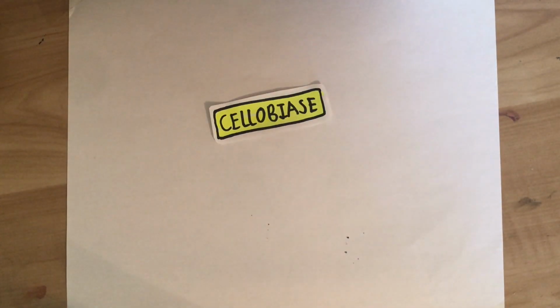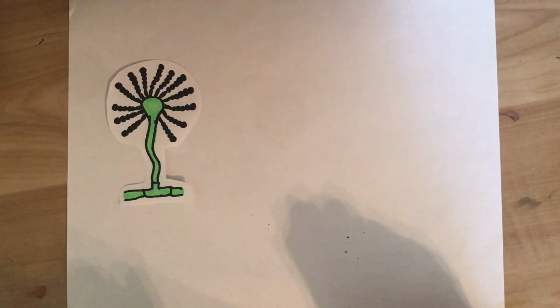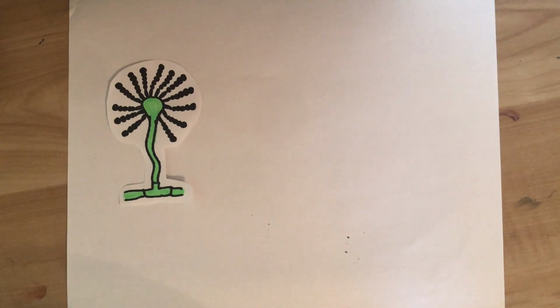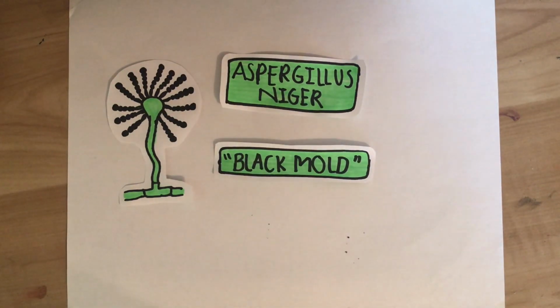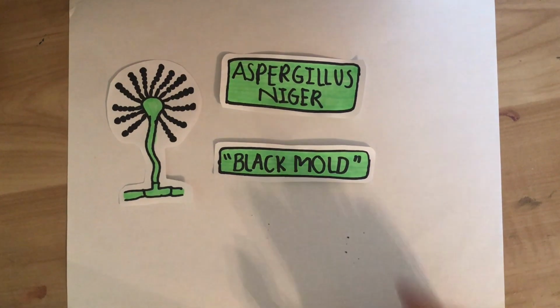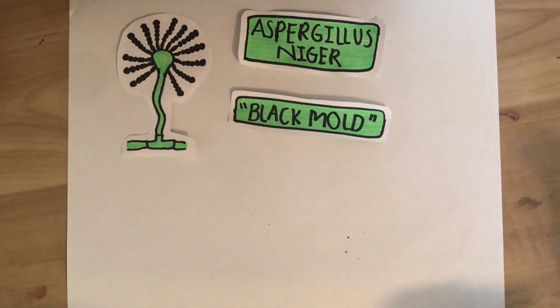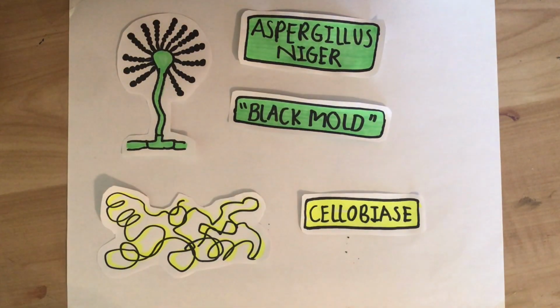Everyone, today we're going to be talking about Cellobiase. So first we're going to be looking at a special organism, which looks like this. This is a fungus known as Aspergillus niger. It is commonly known as black mold. The reason why we're looking at this organism is because it produces a special enzyme called cellobiase.